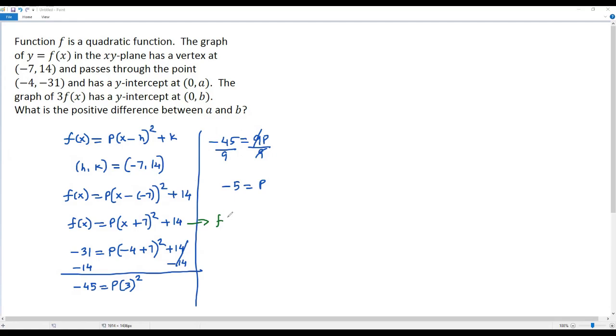That is, f of x equals -5 times (x plus 7) squared plus 14, where I plug in -5 for p. Now let's find the y-intercept of the quadratic function f of x. Whenever I want to find the y-intercept of any function, I have to plug in x equals 0. Then we get f of 0 equals -5 times (0 plus 7) squared plus 14. 0 plus 7 is just 7, so that is 7 squared plus 14.